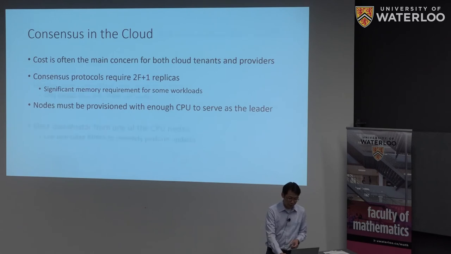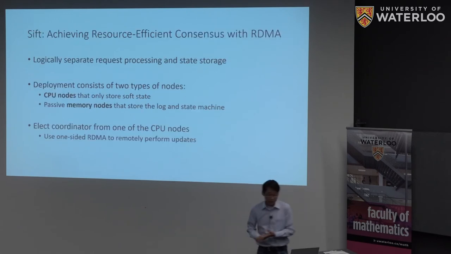Okay? So these requirements led us to build a system called SIF, a resource-efficient RDMA-based consensus protocol. In SIF, we logically separate request processing from state storage. A SIF deployment consists of two types of nodes, CPU nodes that have only a minimal amount of memory, enough to store just some soft state, as well as memory nodes that are only provided with a sliver of CPU. Okay? And the job of these passive memory nodes is to store the log and the state machine. Okay? So in the cloud, it's fairly easy to allocate these memory-only or CPU-only instances.